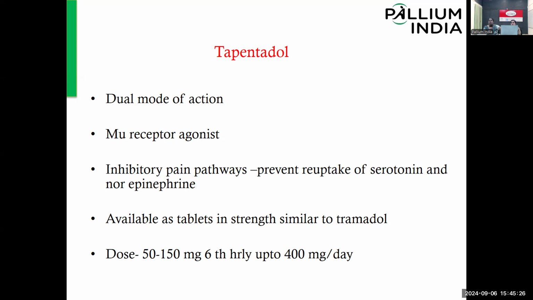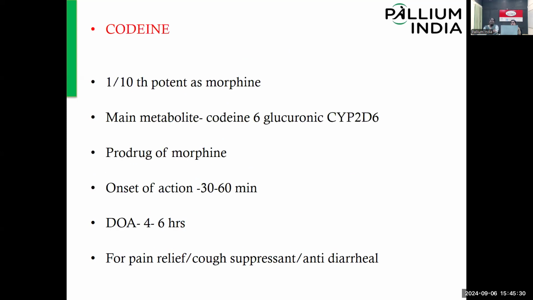But it is less commonly we are using this tapentadol. More commonly we are using tramadol. Next one is codeine. It is 1/10 as potent as morphine, and the main metabolite of the codeine is codeine 6-glucuronide, formed by CYP2D6. This is the main metabolite. The mechanism of action is through this main metabolite, and it is a prodrug of morphine. So if we are asked for one example of a prodrug of morphine, we say it is codeine.